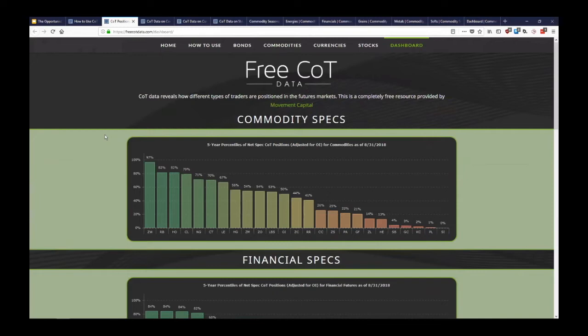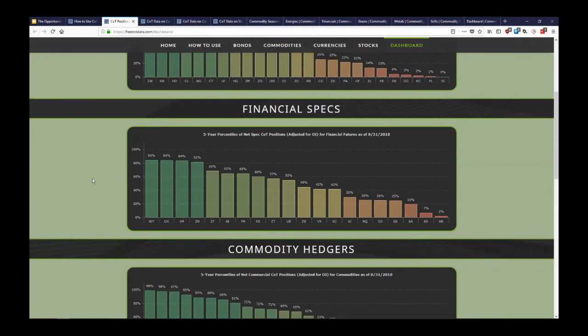But we've only talked about commodities. We can look at financial futures. There are no real crowded longs in financial futures. NIY on the far left, that's the Nikkei, so Japanese stocks are definitely long by speculators. And then the US dollar index, DX, to the right of that, is not a fully crowded long trade, but people are definitely leaning long in it.